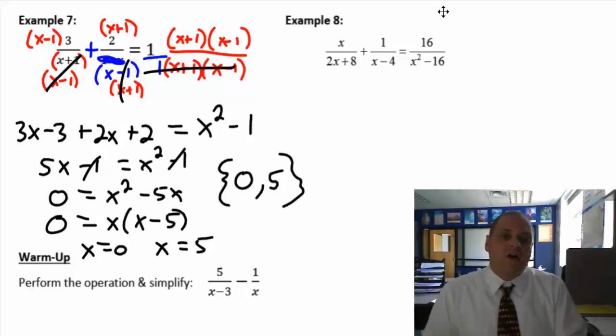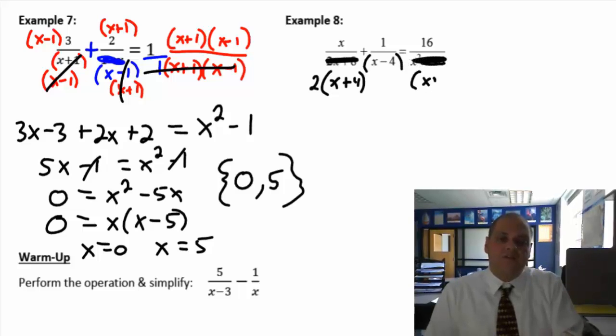All right, this is an ugly one. Last example, though, we got a couple factors we have to do. We have 2x plus 4. That's that guy. This is just x minus 4. And then this guy is x plus 4 times x minus 4.